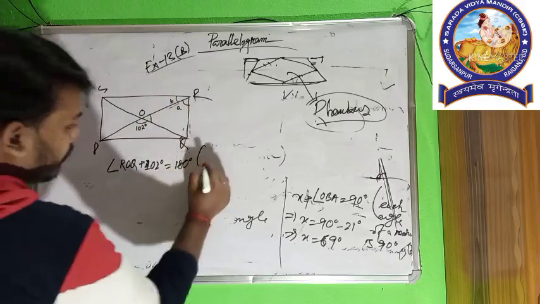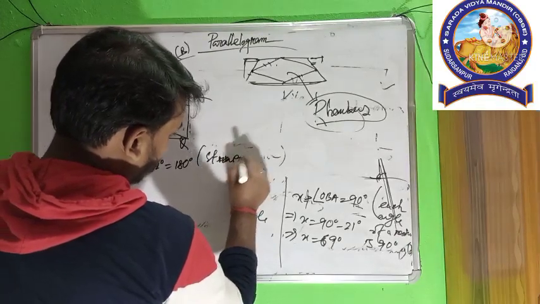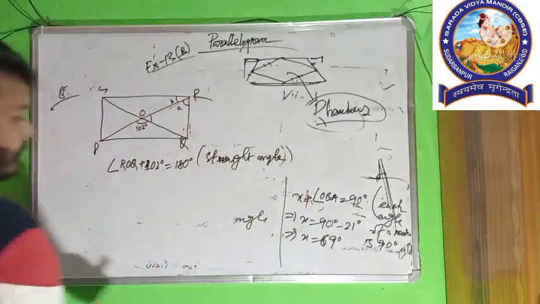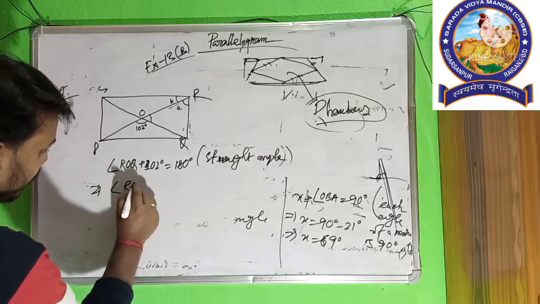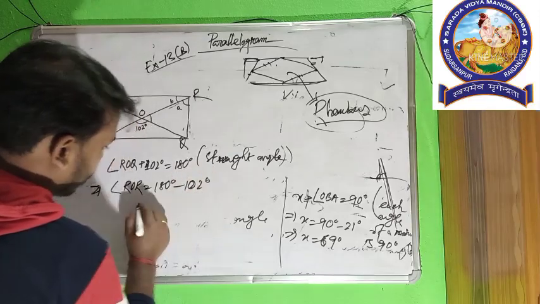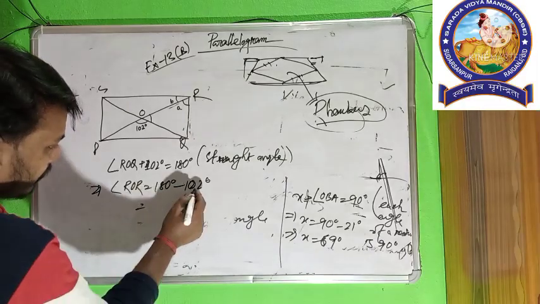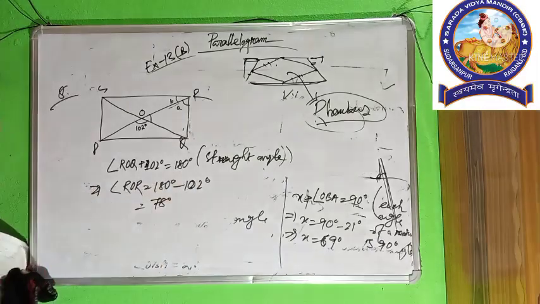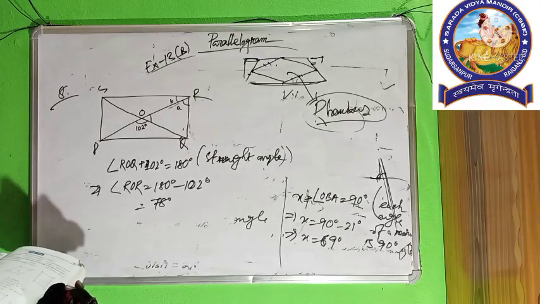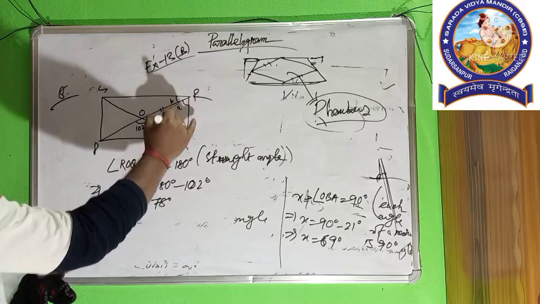Straight angle implies angle ROQ equals 180 minus 102, which is 78 degrees. Okay. What is the benefit of finding this value? These two values are equal.